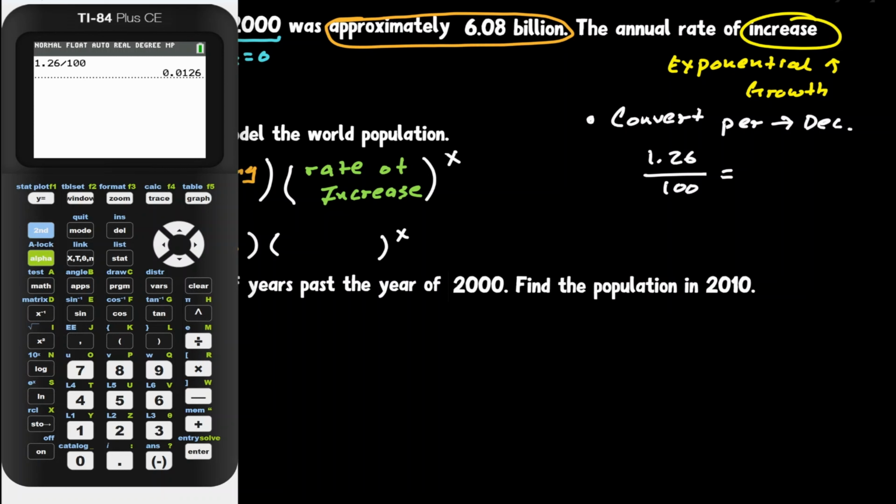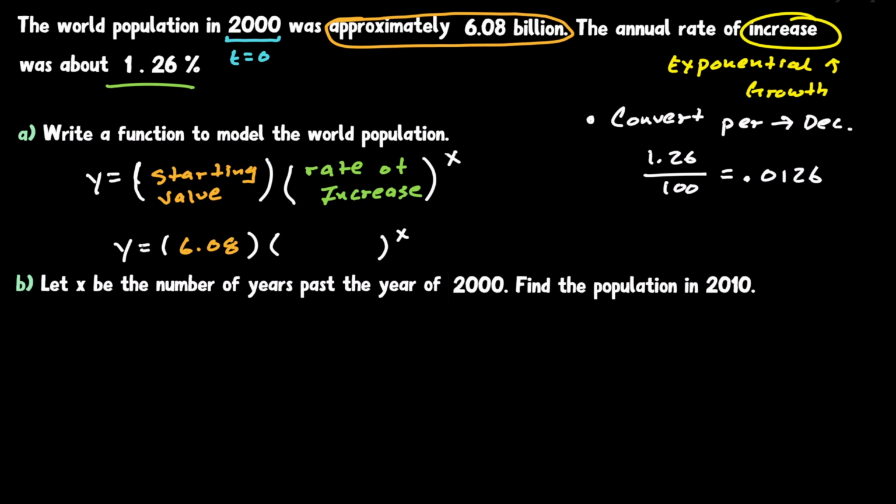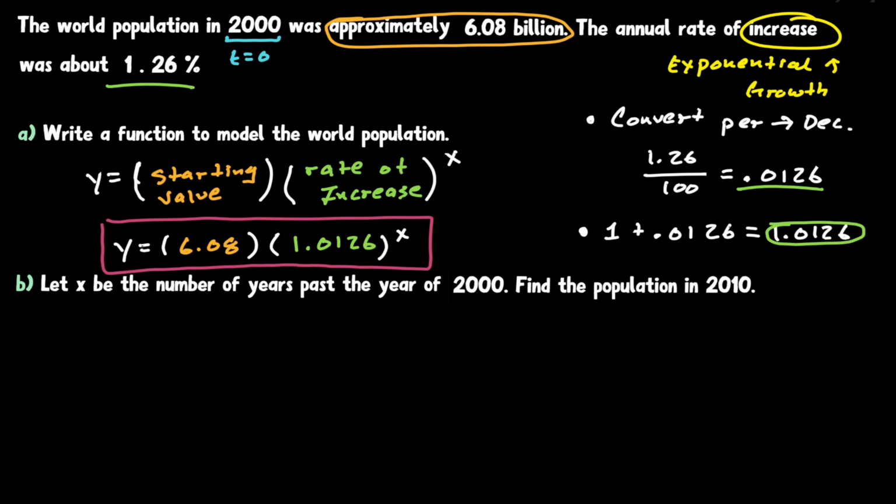Now we have a value of 0.0126. And we're not just going to plug in this value as our rate of increase. That is still wrong. What we will do is add this value to 1. And that is going to give us 1.0126. Now this is the rate of increase that we will use. And now we have an equation that will model the world population with the information that we are given.